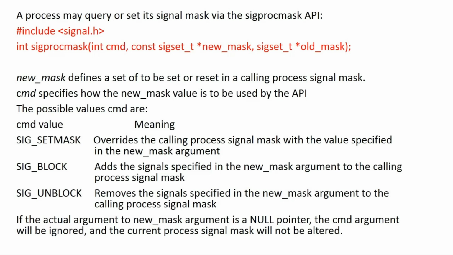So if the actual argument to the new mask argument, the second argument, is a null pointer, then the command argument will be ignored and the current process signal mask will not be altered.